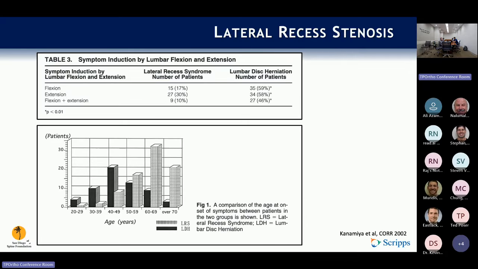And so this is a study that looked at symptom induction in both lumbar flexion and extension. For flexion, extension, or both flexion and extension, patients with herniated discs were significantly more likely to have symptom induction compared to those with lateral recess stenosis. But I think it's important to look at the age differences here, showing that lumbar disc herniation was much more common in those in their 40s compared to lateral recess stenosis in those in their 60s. So knowing which age group you're seeing in a patient gives you a better idea of what may be causing their symptoms.